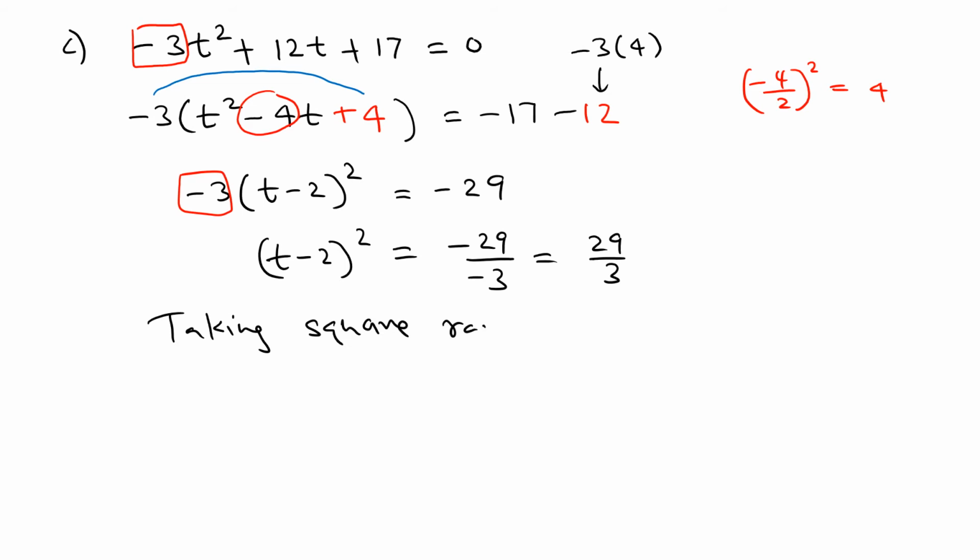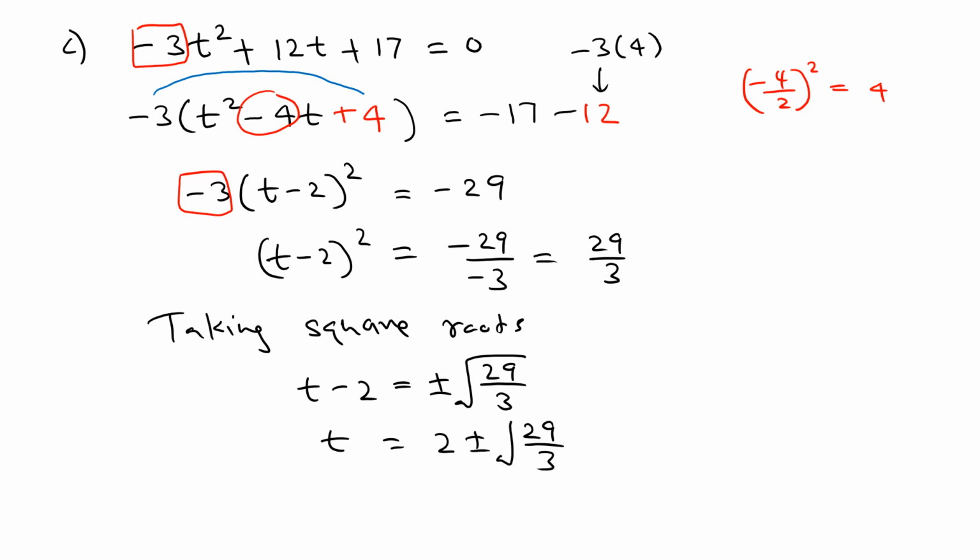Taking square roots, you can write this one as t minus 2 equals plus or minus 29 over 3 square root. And then if you add 2 to both sides, t equals 2 plus or minus 29 over 3 square root. So that's exactly the answer you're going to get for this problem. And you can see these are the major steps that you need to do for this one. So there are in general 6 steps.